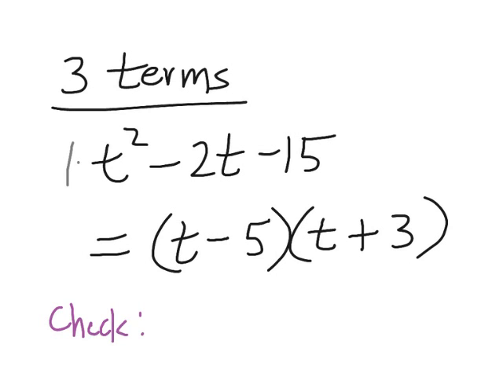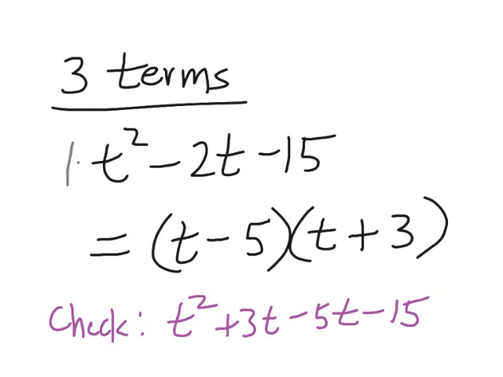And the way you would check is to just go ahead and do FOIL. If I do FOIL, I have t squared plus 3t minus 5t minus 15. And if I combine my like terms in the middle, I do see that that's the right answer. Okay, so that's pretty easy if the leading coefficient is 1. Not so easy if the leading coefficient is not 1. And let me give you a good example of that here.